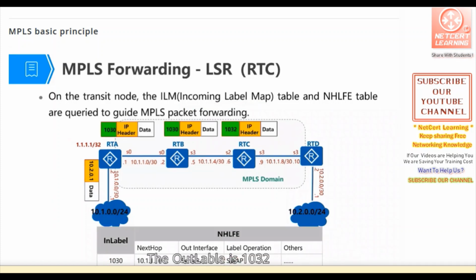And the out label is 1032. So we will swap 1030 to 1032 and send it to router C.